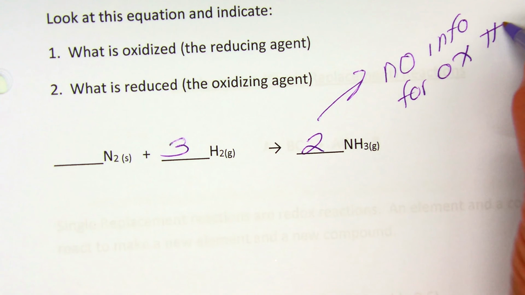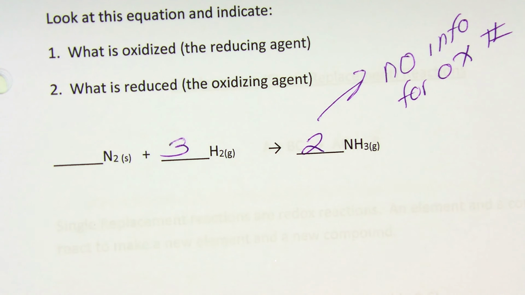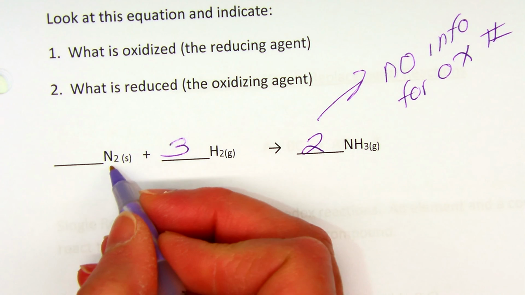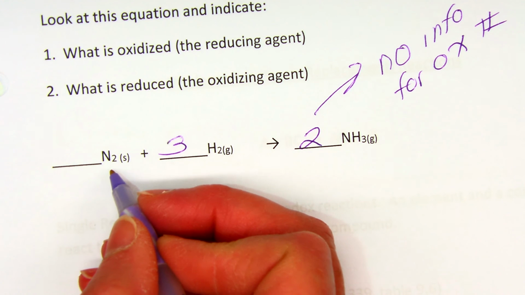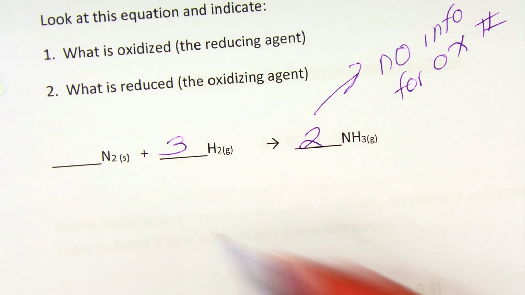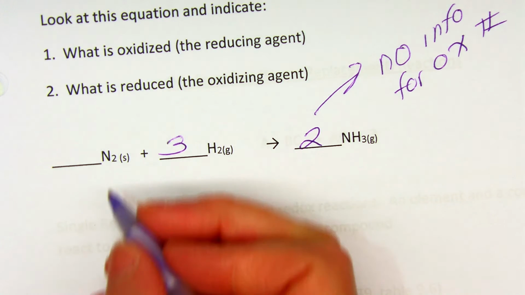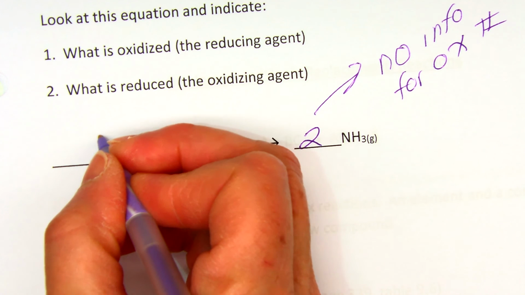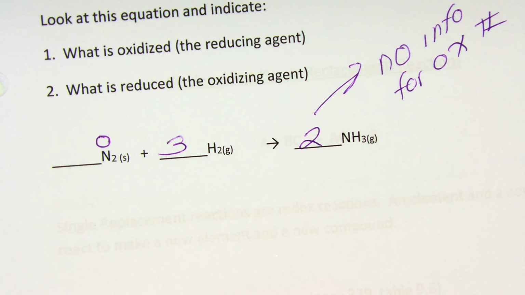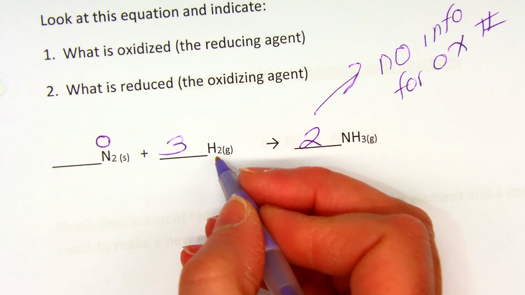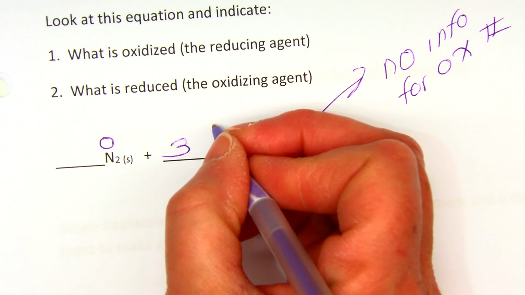We just look at the formula. We don't look at the coefficients in the balanced equation. So we can go through looking at this equation and assign oxidation numbers to everything in this equation. So here I have nitrogen gas. Nitrogen is an element in its natural state. Nitrogen is one of the 7 diatomic elements. So this is an element in its natural state, so its oxidation number is 0. Hydrogen is an element in its natural state. Its oxidation number is 0.